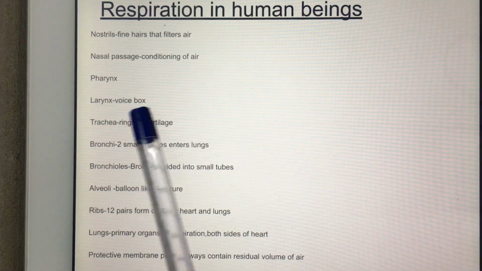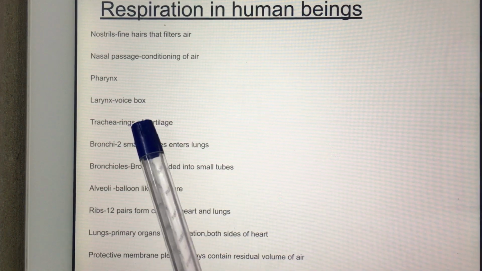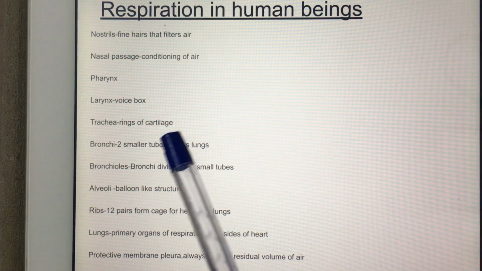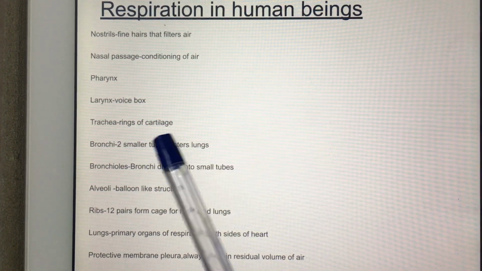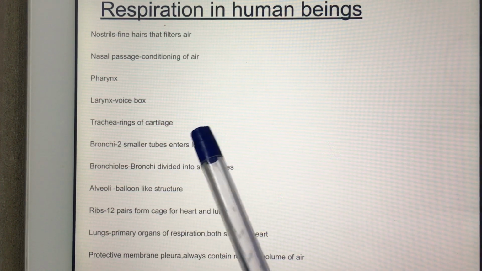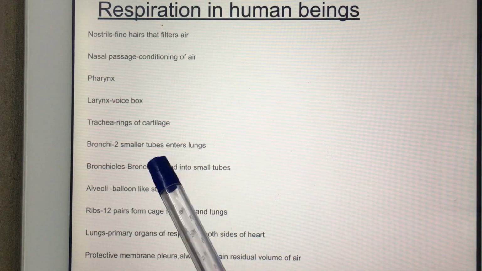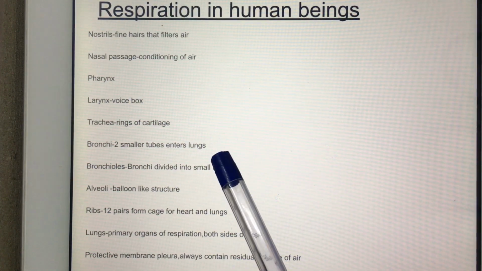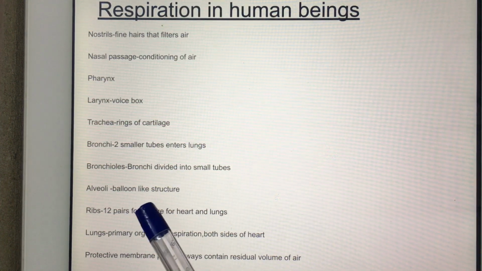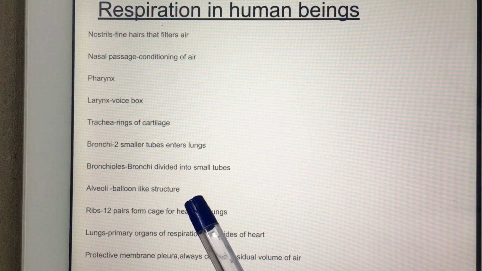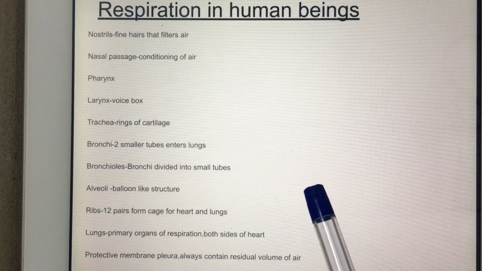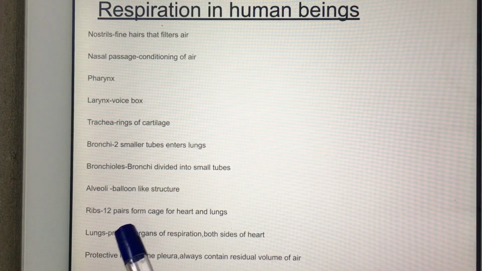Then it passes through the pharynx, then the larynx, the voice box. When the air passes through the voice box, only then can the voice be created. Then it moves to the trachea. As I told you, there are rings of cartilage which do not allow the trachea to collapse. Then this air passes through the bronchi, which are two, and enters the lungs. At the end, in the balloon-like structures, the alveoli, gaseous exchange takes place between the alveoli and the blood in the blood vessels.